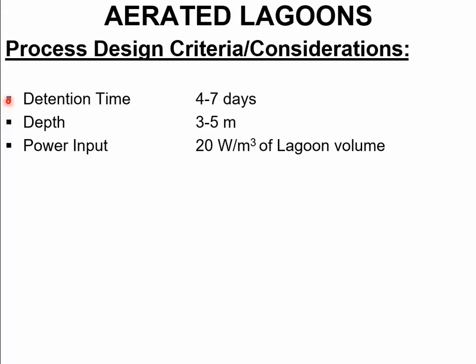And the reason for this long retention time is that sludge is not being recycled here in aerated lagoon. Therefore, the concentration of microorganisms is lesser in the aerated lagoon as compared to the aeration tank of an ASP process. So that's why bacteria would require more time to oxidize the organic matter. More time means more volume or more surface area of the reactor would be required. The depth of the aerated lagoon is generally from 3 to 5 meters, and power input, it's just a rough estimation, is that 20 watts of power would be required per cubic meter of the volume of the lagoon.